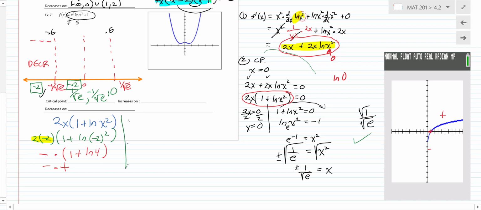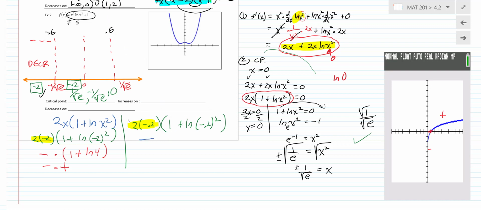Okay, so let's do this again. We're going to do 2 times negative 0.2. Then we're going to do 1 plus ln of negative 0.2 squared, like that. So let's see what we have. Don't crunch it out. Don't grab your calculator. What's this right here? Positive or negative? Negative. Now let's see if we can do this in our head. What's that? Positive or negative? Positive.